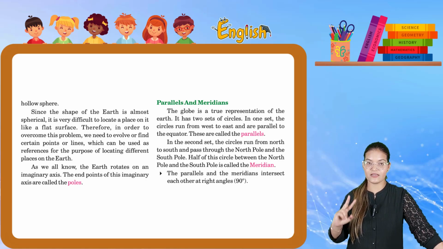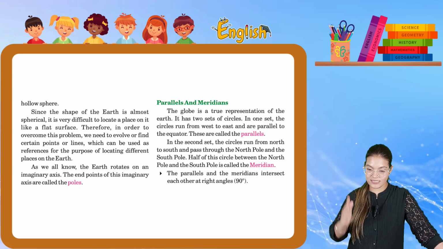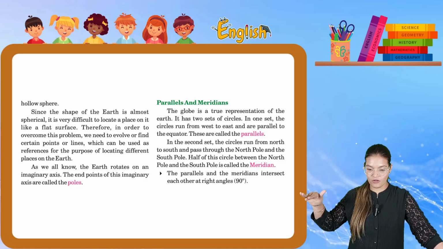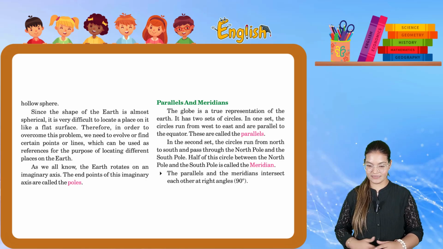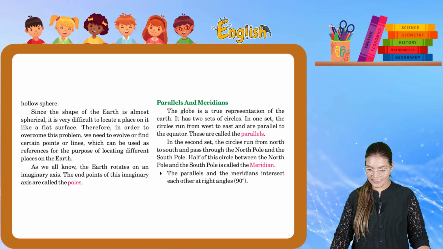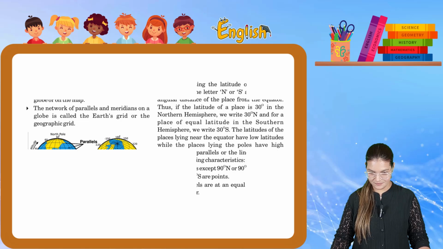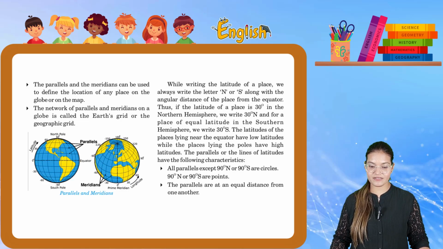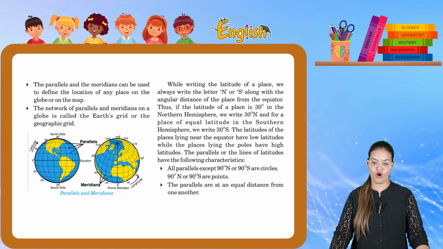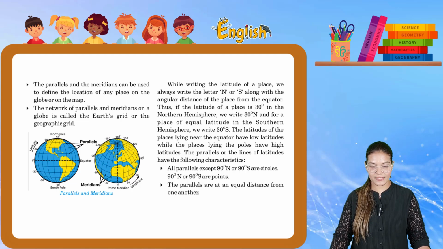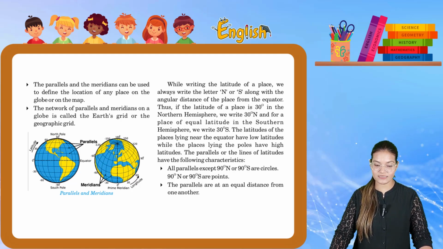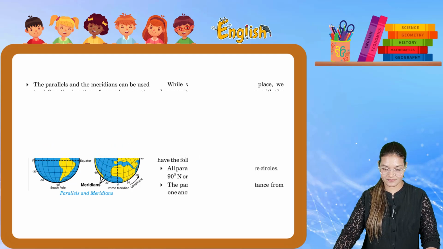In the second set, the circles run from north to south and pass through the North Pole and the South Pole. Half of the circle between the North Pole and South Pole is called the meridian. The parallels and the meridians intersect each other at right angles, 90 degrees. The parallels and the meridians can be used to define the location of any place on the globe or on the map. The network of parallels and meridians on the globe is called the Earth grid or the geographic grid.